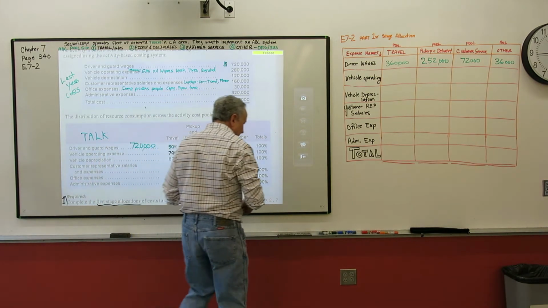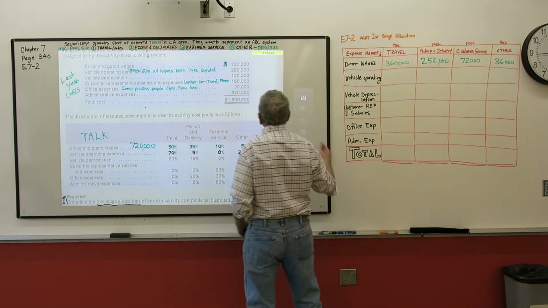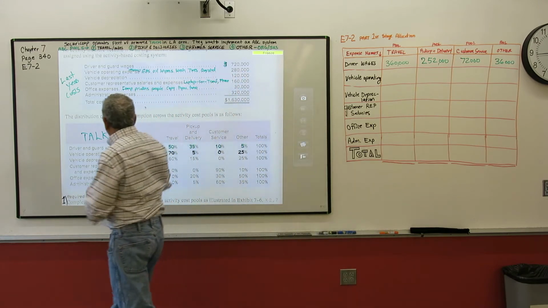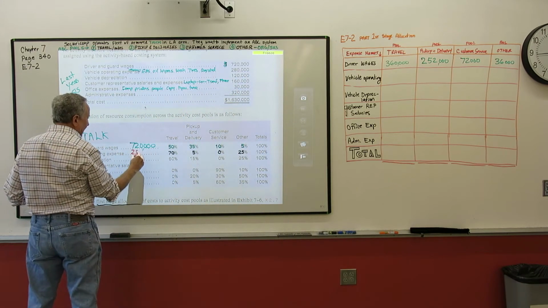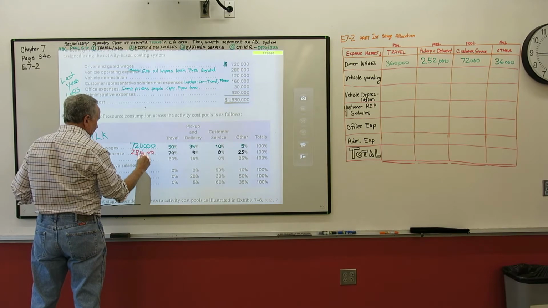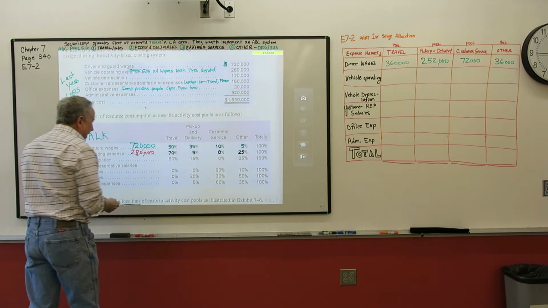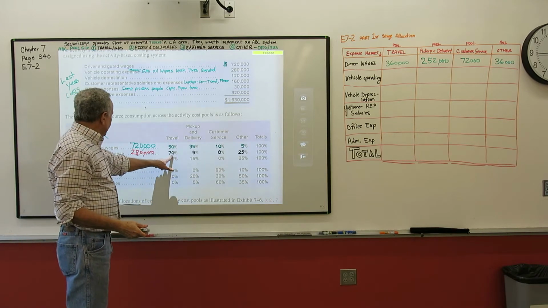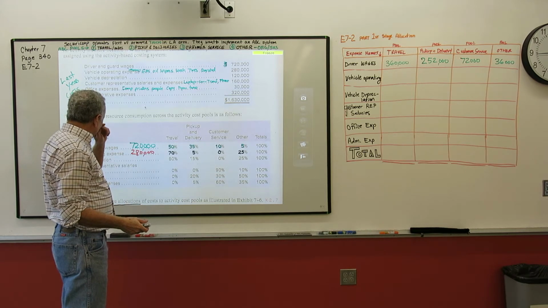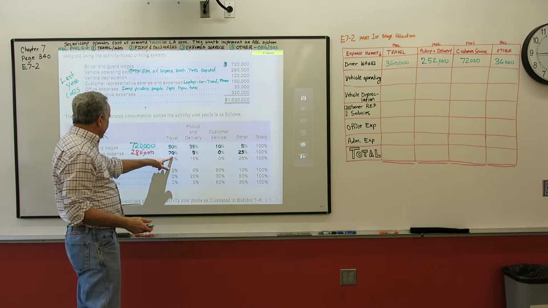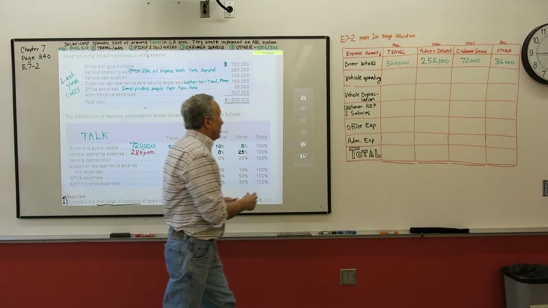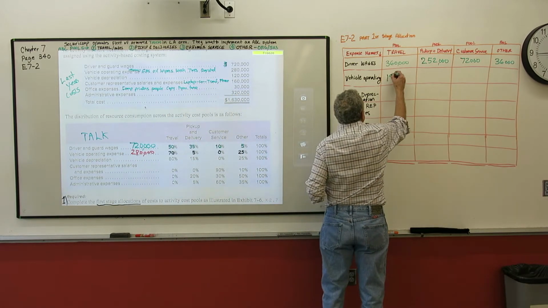Let's do another one. Let's bring down 280 as the vehicle operating expense, $280,000. All right. I want to allocate that to my pools. 7 times, what is that? 2 times 7 is 14. 7 times 6, that's 196, I think. 196,000.